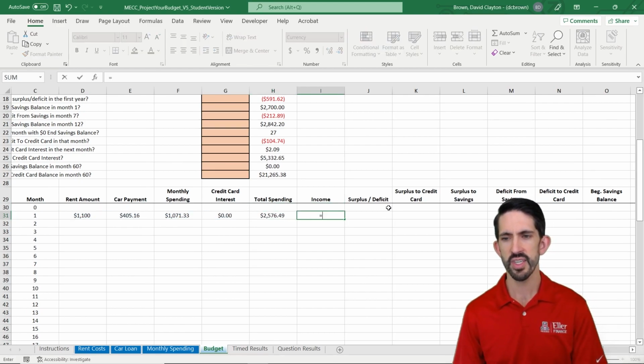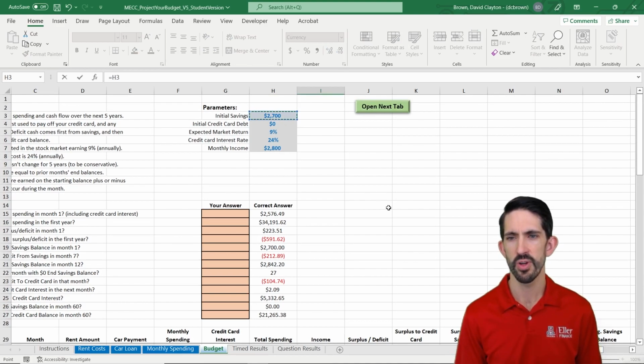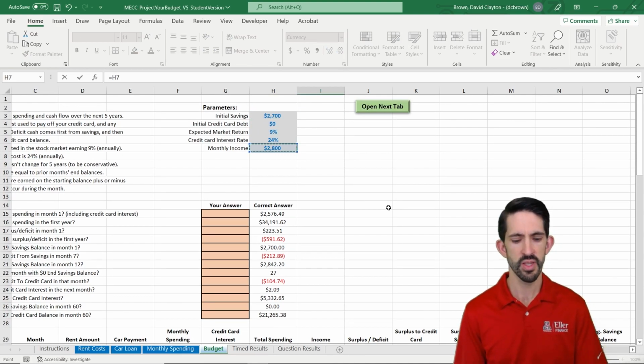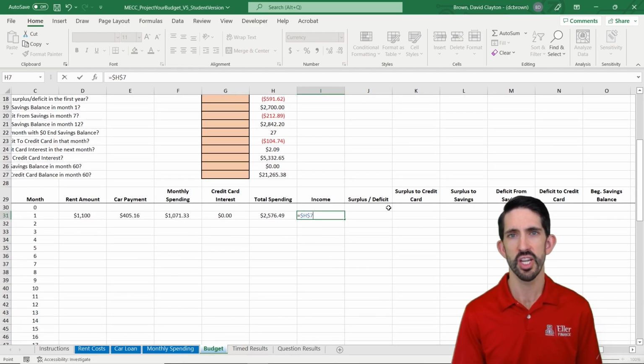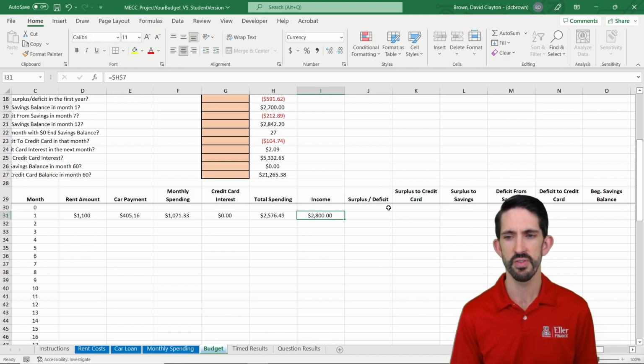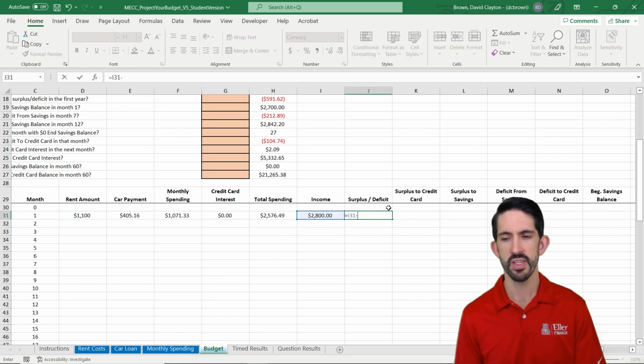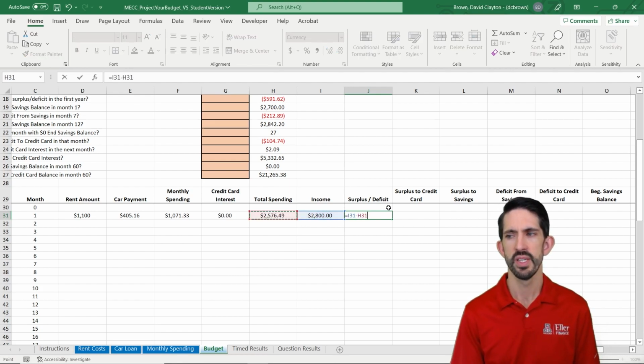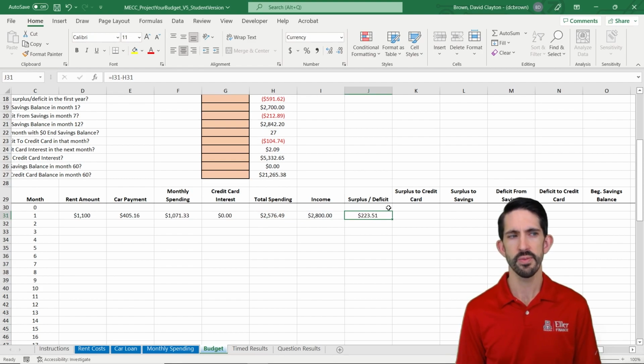Our income in this case, well, that's one of our parameters. So our income is going to be $2,800 a month. We'll assume this is after tax. And we're also going to assume it doesn't change at all. So we're not going to build in raises to this to make our budget as conservative as possible. Now what we're really interested in on our budgeting side is what's our surplus or our deficit. So we're going to take our income and subtract it from our total spending. So in this case, we end up with $223 extra at the end of the month.